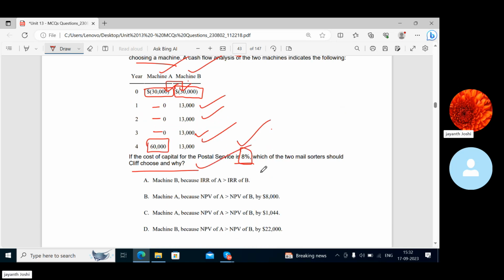So what we will do here is, they are saying that machine B, because IRR of A is bigger than B. So if IRR of this is bigger than this, then why would we be taking that machine which has lesser IRR? Do you think it can be taken? Hello? Yes, I know.